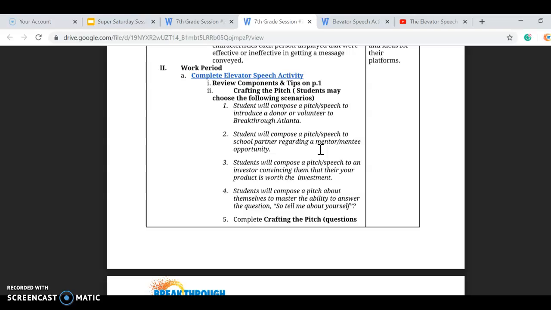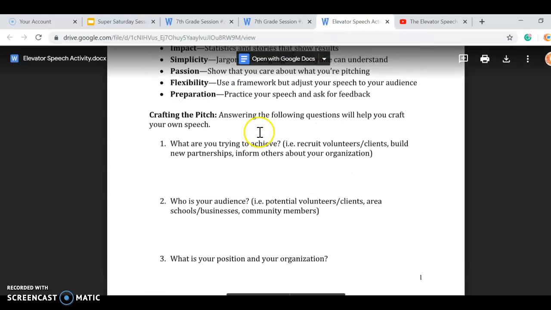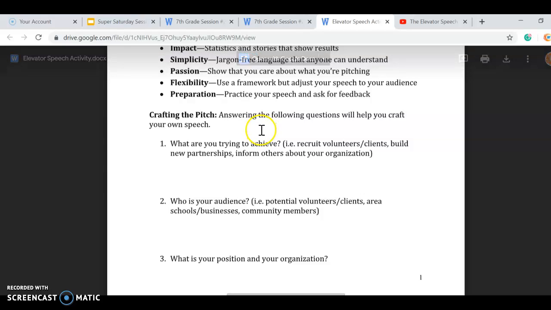Students will also compose a pitch about themselves to match the ability to answer the question, "Tell me about yourself." We do find that students oftentimes struggle with this question, whether it's on essays, college entrance applications, or even explaining themselves to different audiences in different industries. They oftentimes struggle with answering this question. So finally, they will use those scenarios to answer these questions.